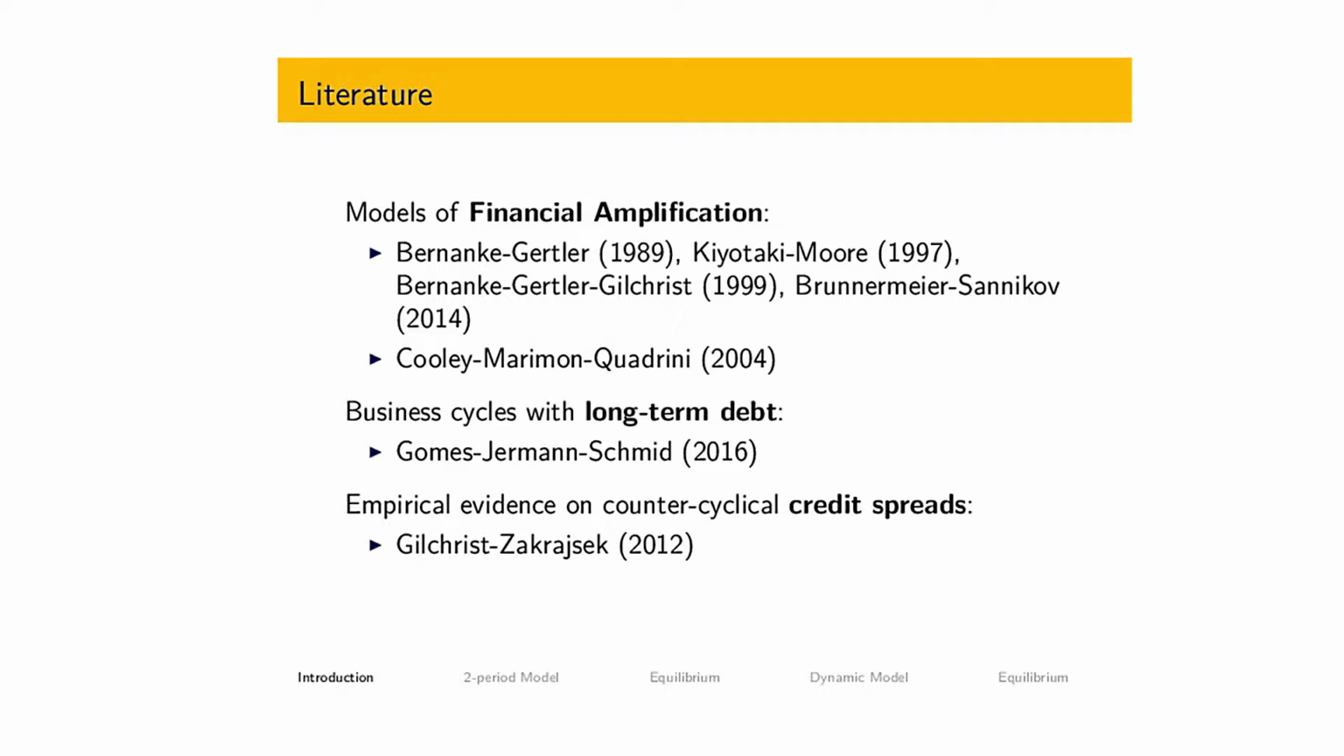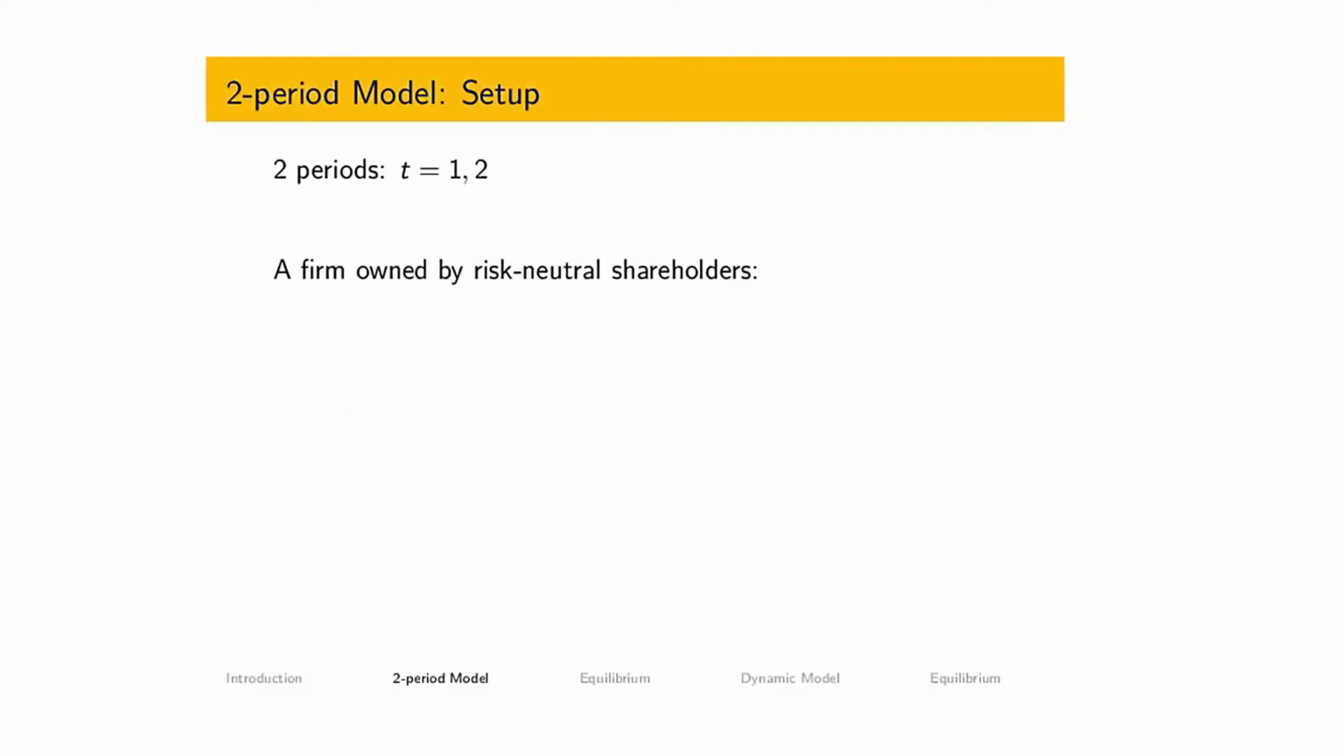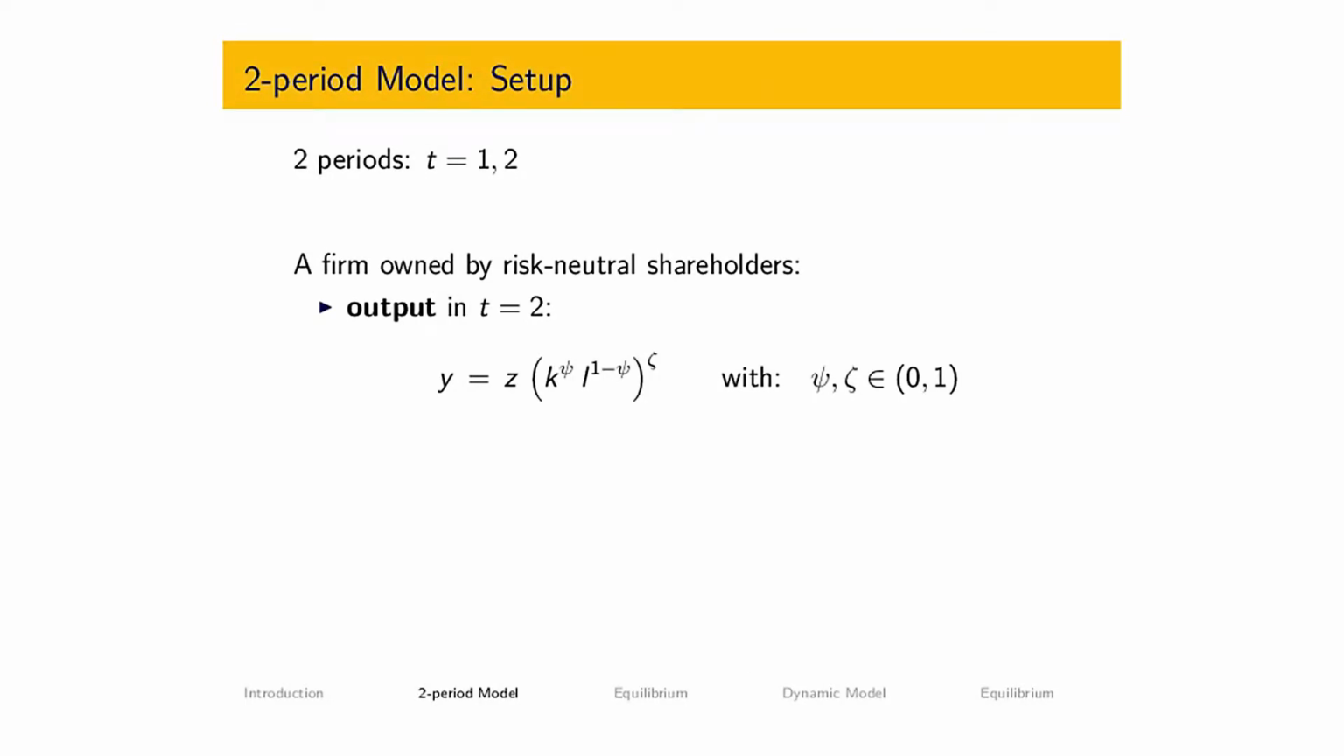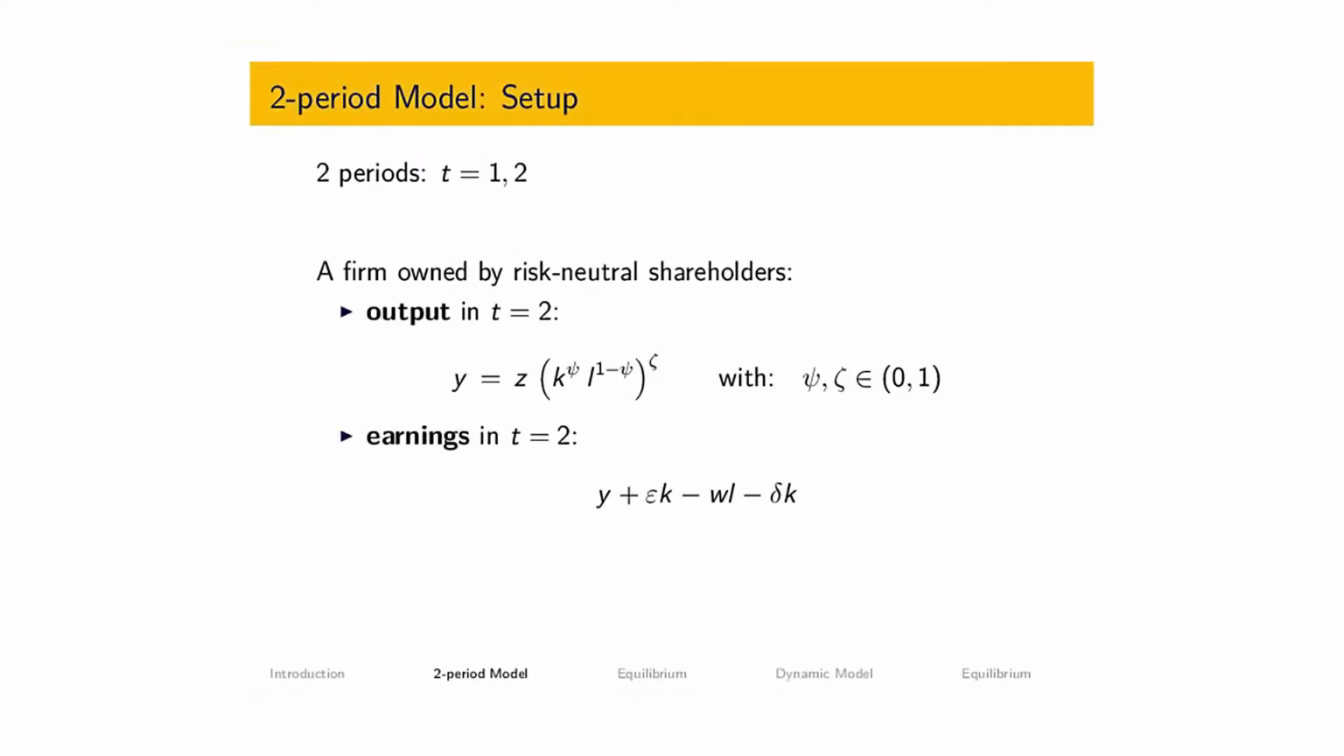So what's going on here? We have this two-period model where we get a lot of intuition for a dynamic setup. So these are two periods. We look at a firm which is owned by risk-neutral shareholders. And this firm, in period 2, produces output. It has inputs capital and labor, and there are diminishing returns to scale. And there's aggregate productivity. This production is set in period 1.